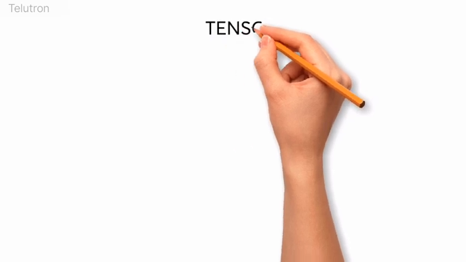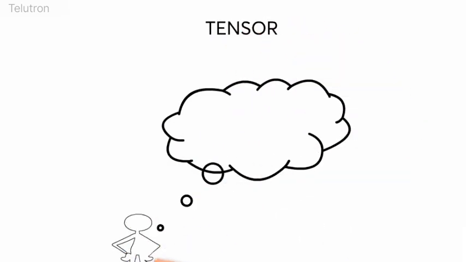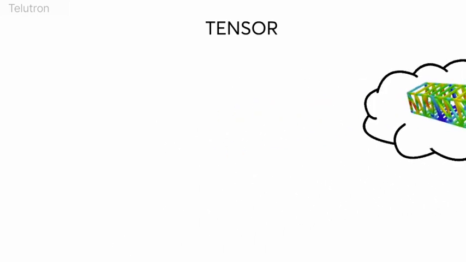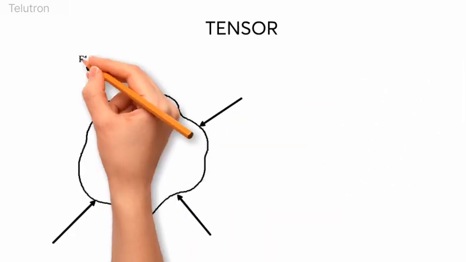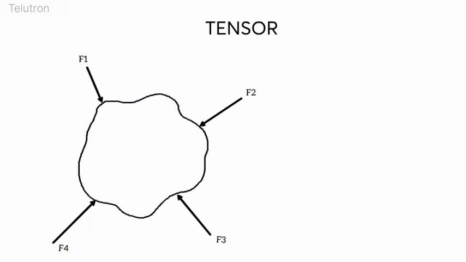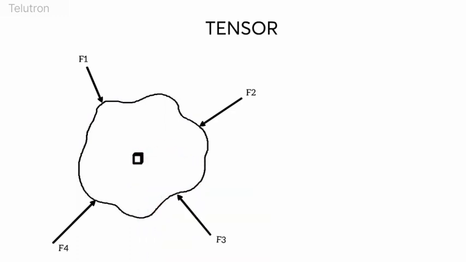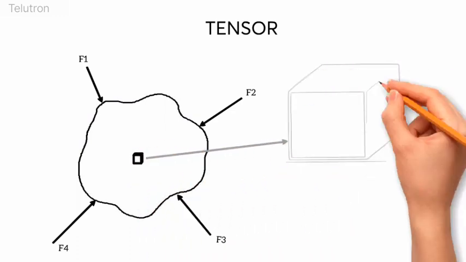The concept of tensor is widely used in solid mechanics in order to analyze how stress acts within the body. Now consider a rigid body with different external forces acting. In order to analyze the internal stress, we could consider an infinitesimally small cubical section within the body.